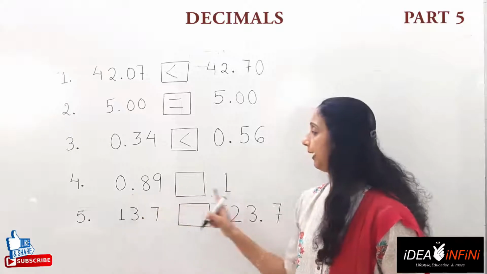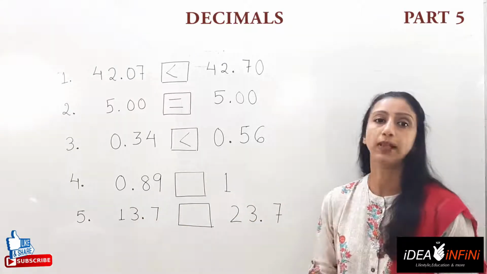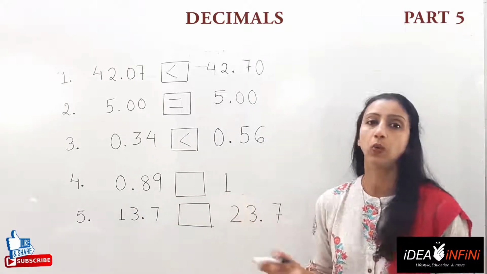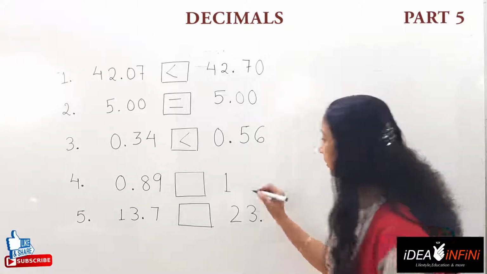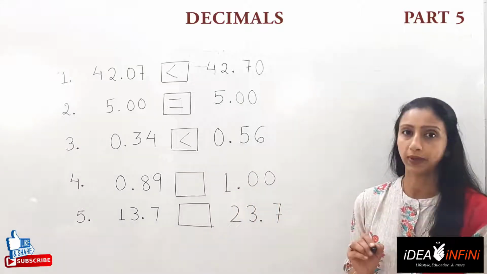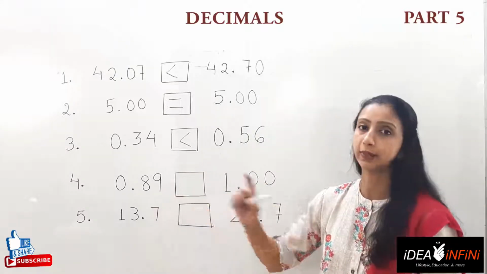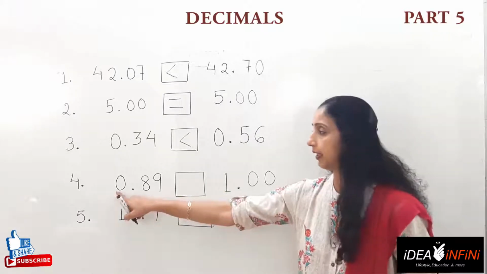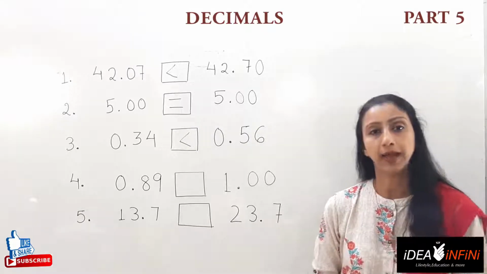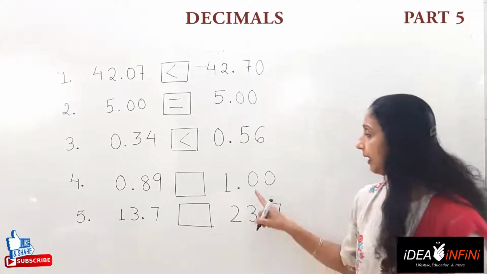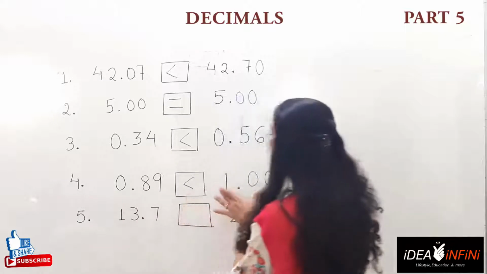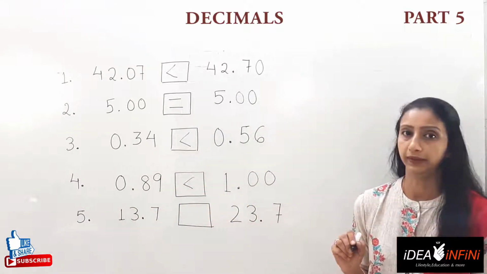Next I come to 0.89 and 1. As I can see, once again they are unlike decimals because this is having two decimal places. Here it's only the whole number 1 given. So first let's make it like decimals by putting 2 zeros after 1. 2 zeros because here there are two decimal places. Now if I compare this 0 and 1, obviously 1 is greater. That means in the comparison of whole number itself, we get that 1 is greater than 0.89. 0.89 is smaller than 1.